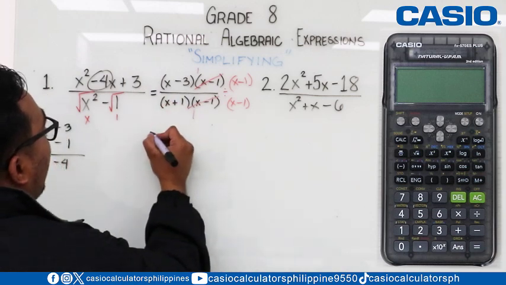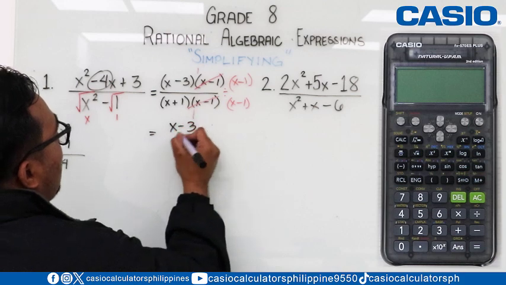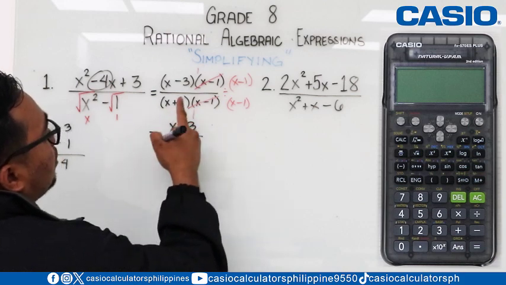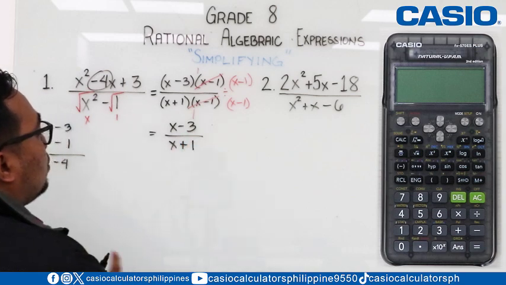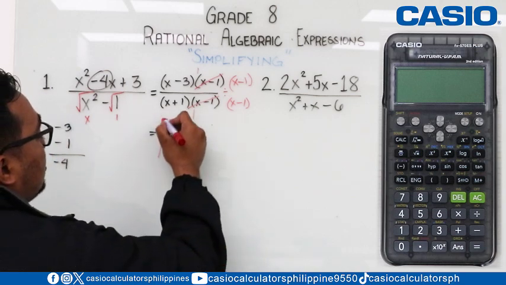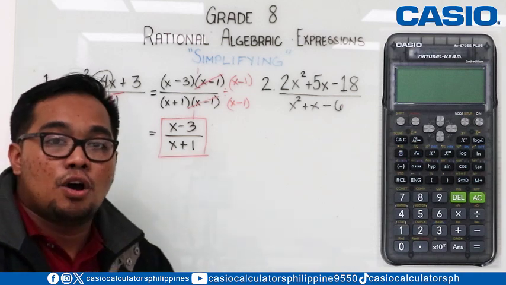So we have x minus 3 times 1 is x minus 3, and x plus 1 multiplied by 1 is x plus 1. Therefore, our answer is x minus 3 over x plus 1.